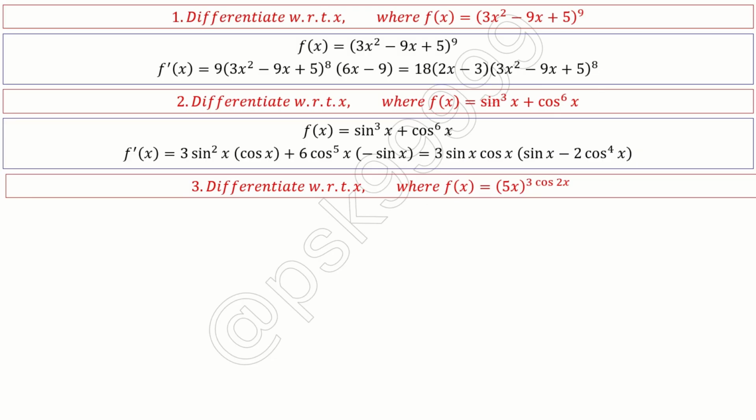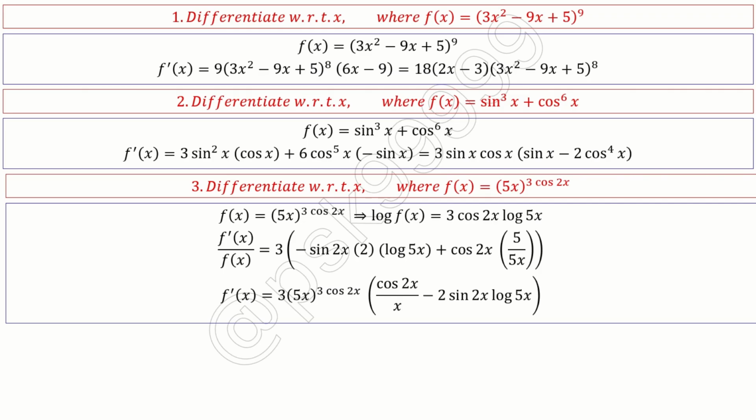The differentiation of (5x) to the power of 3 times cos 2x, which you have to use logarithm, because it is f of x to the power of g of x. So use logarithm to solve this one.